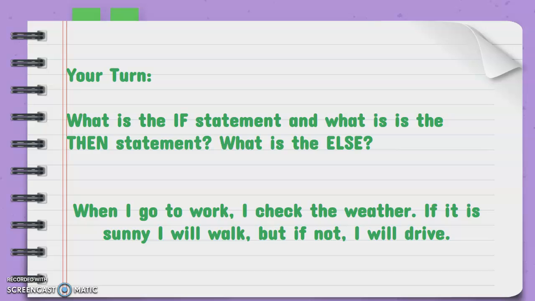What is our if condition? If it is sunny, then I will walk. Else, I will drive. So we're just checking to see if is it sunny? If that's true, then yes, I walk. And if sunny is false, then I'm going to drive.